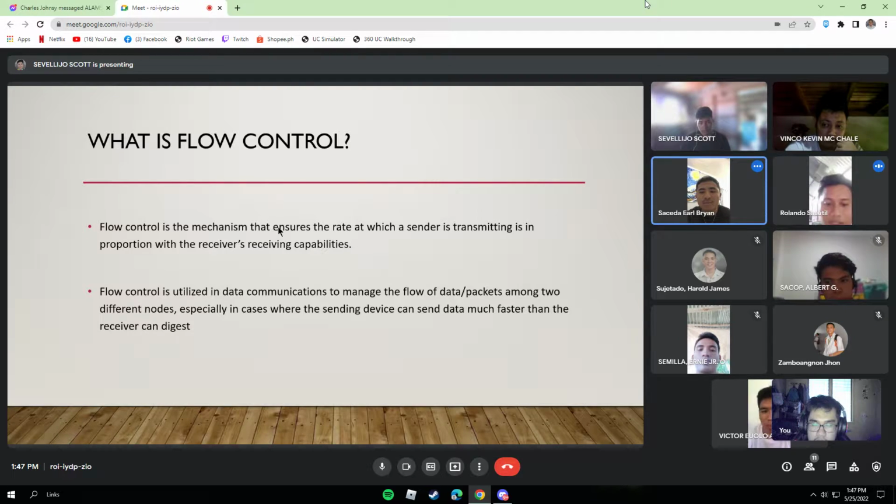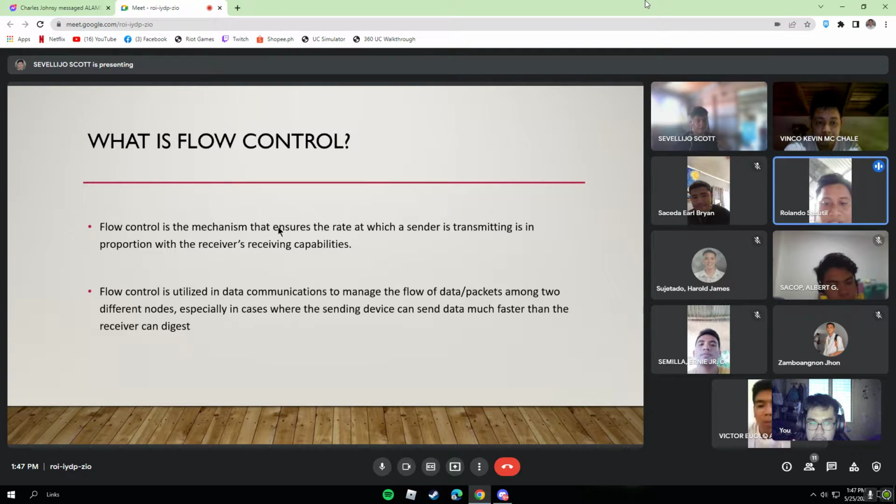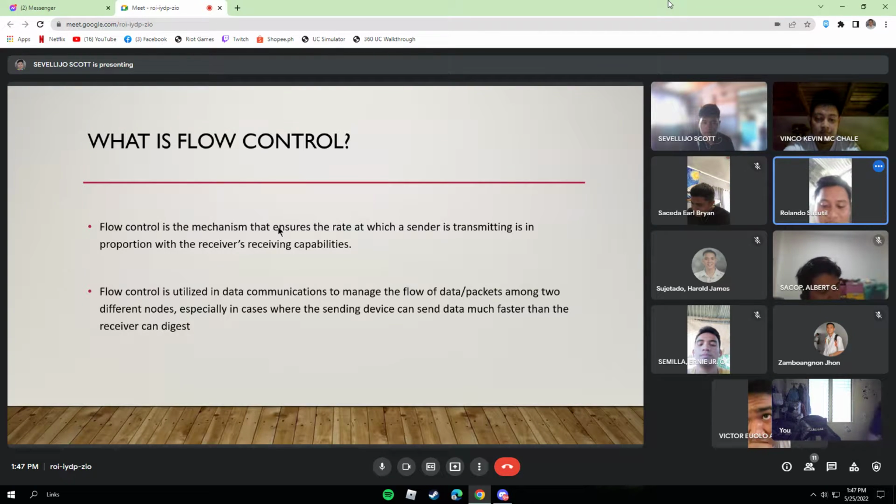What is flow control? Flow control is a mechanism that ensures the rate at which a sender is transmitting is in proportion with the receiver's receiving capabilities. Flow control is utilized in data communication to manage the flow of data packages between two different nodes, especially in cases where the sending device can send data much faster than the receiver can digest.